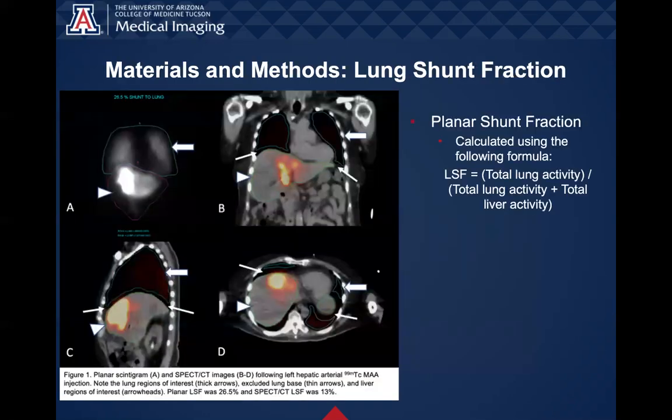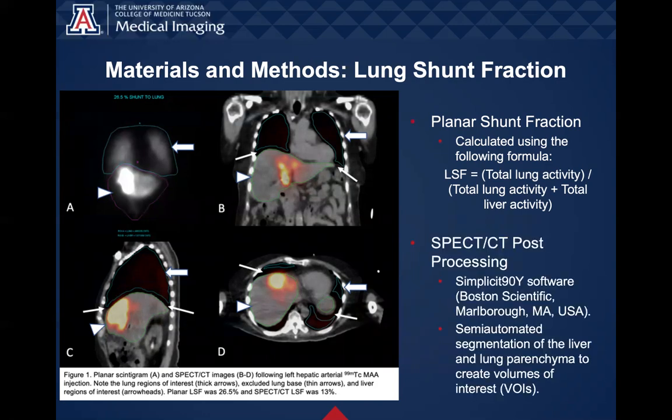The planar lung shunt fraction was calculated according to standard clinical protocol using the geometric mean of the photon counts from regions of interest drawn around the lung and liver in anterior and posterior projections, as depicted in Figure 1A, and using the standard formula.